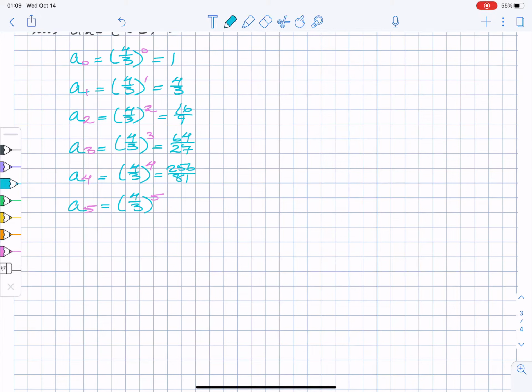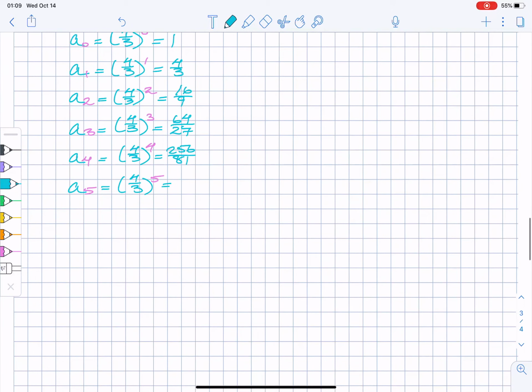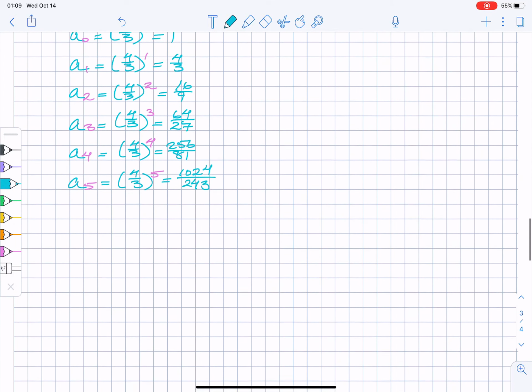So all I'm going to do is multiply the previous numerator by 4. 200 times 4 would be 800. But 50 times 4 is another 200, so that's 1,000. And 6 times 4 is 24. So 1024. 81 times 3 is 243, I believe. Yeah. Okay, so there we are.